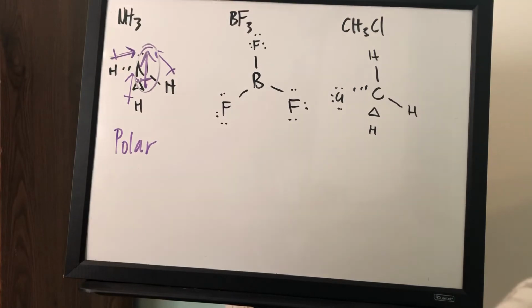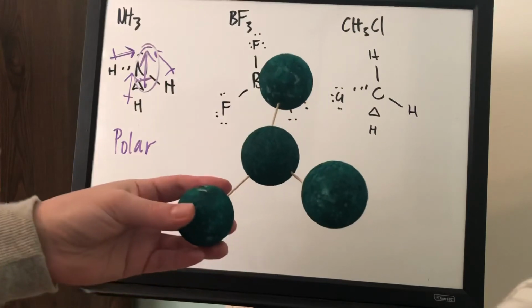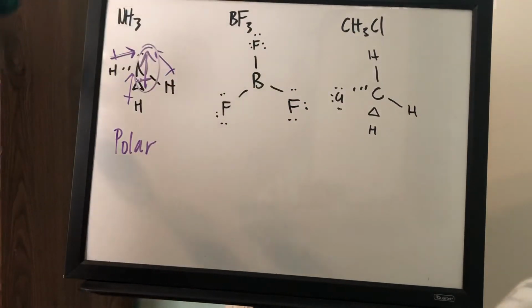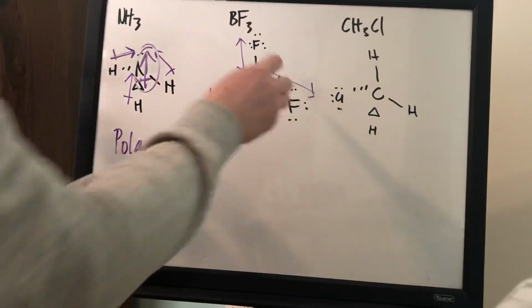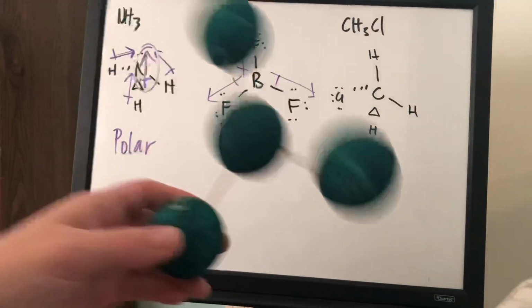BF3 is planar. So this picture is not too bad to look at. Okay, looks something like this. Of course, fluorine is your more electronegative atom. All three point toward the fluorines. Polar bonds, absolutely. 3 polar bonds. Question is, is the molecule polar?